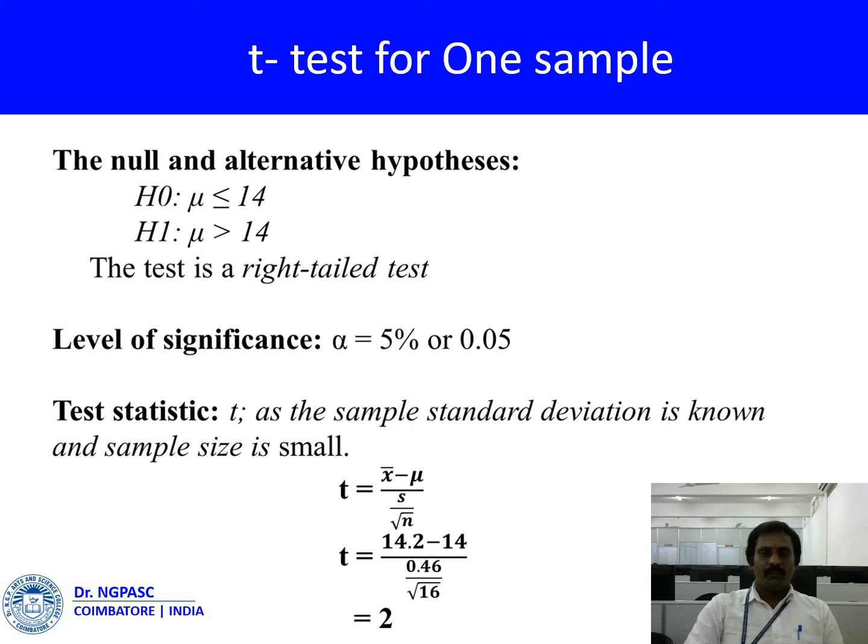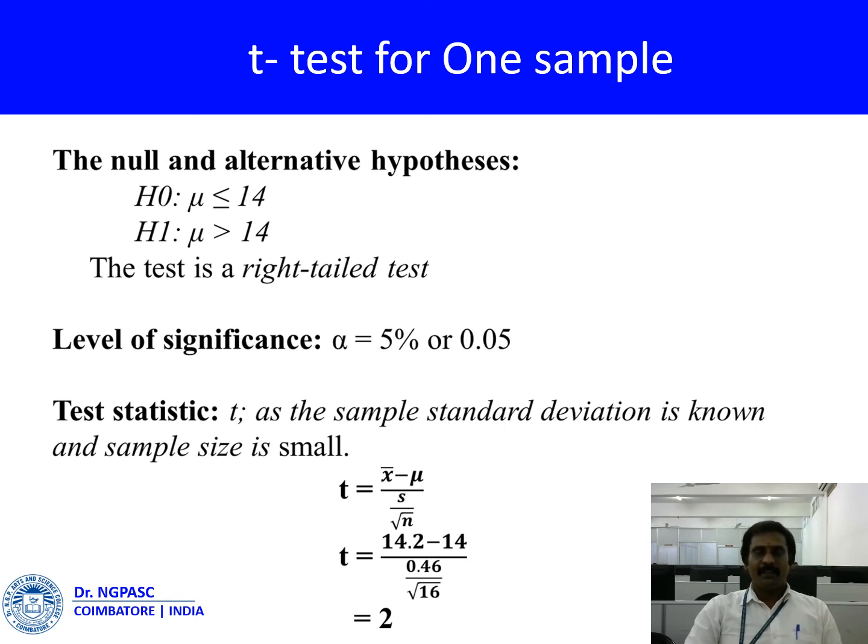Take alpha equal to 5%. Then the test statistic: the sample standard deviation is known and the sample size is small, so apply the t-test. T is equal to x bar minus mu divided by s by root n. T is equal to x bar, which is 14.2, minus mu, which is 14, divided by s, the standard deviation 0.46, divided by root of 16.